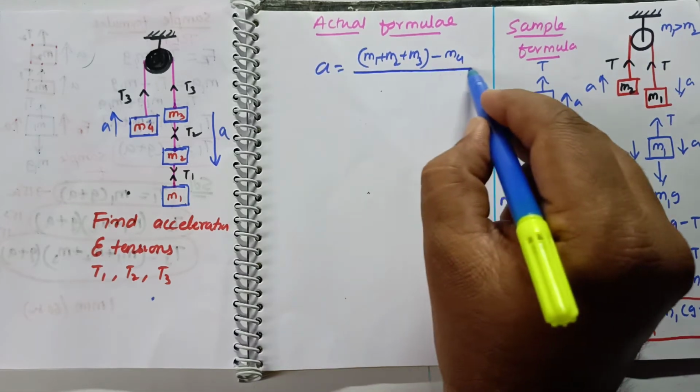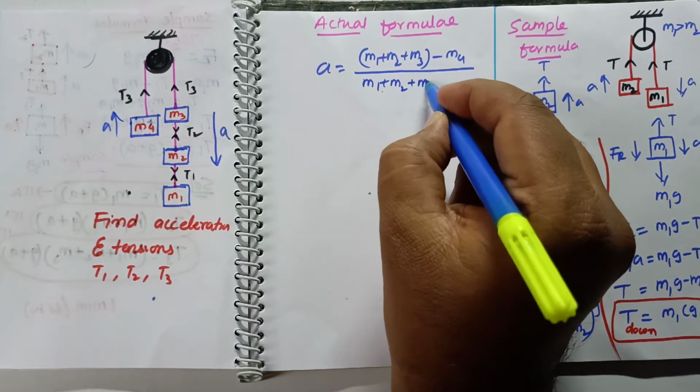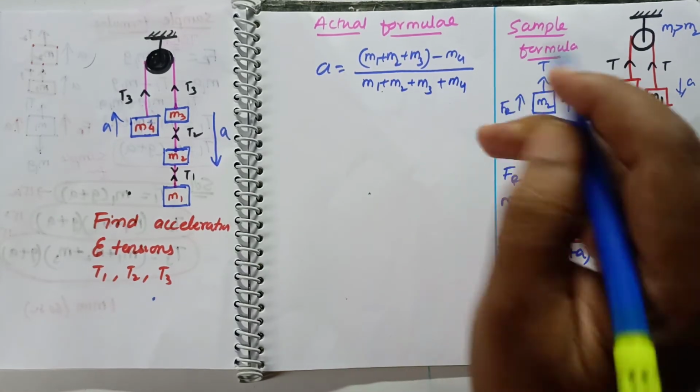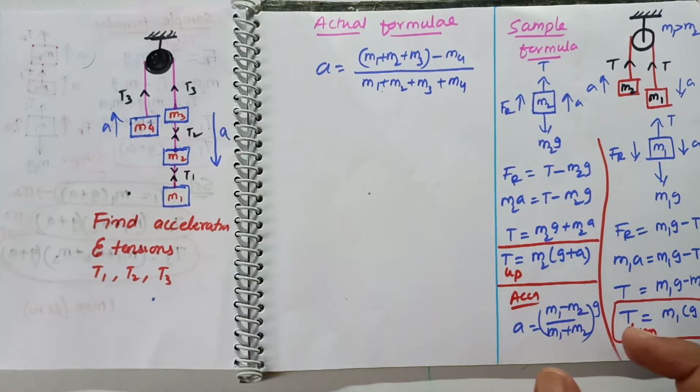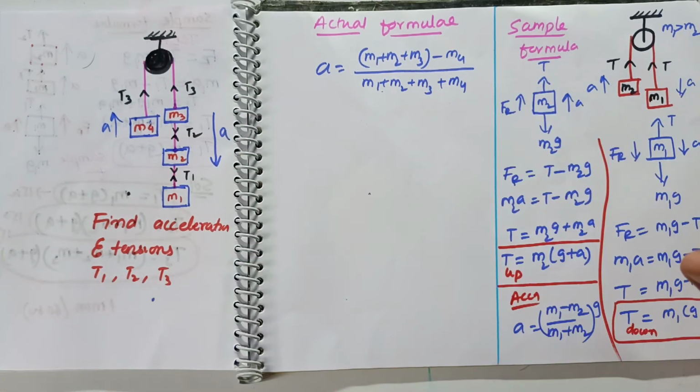What are you going to do here in this case? You are going to just add the masses m1 plus m2 plus m3 plus m4. By using this basic concept, you are hacking the system of masses here now. Is it not very simple to find out acceleration?